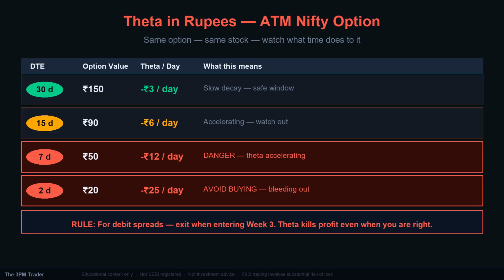Take a Nifty ATM option worth 150 rupees with 30 days to expiry. Theta at this stage is roughly 3 rupees per day. Slow, manageable. Move to 15 days to expiry. The same option is now worth 90 rupees. Theta has accelerated to 6 rupees per day.